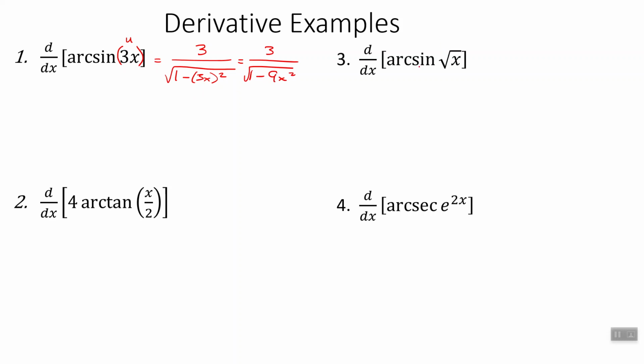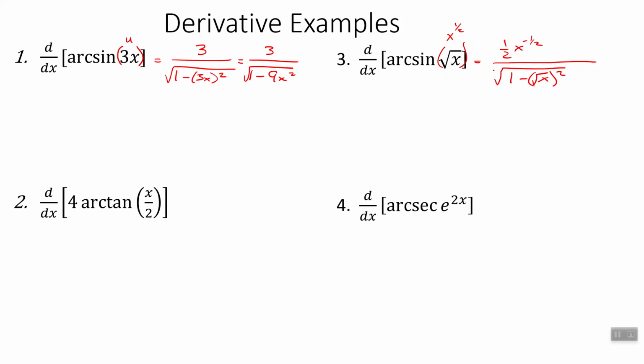Over to here. Again, working on arcsine, we've got the square root of x, or x to the 1/2 if we want. So its derivative will be, well, the derivative of x to the 1/2 is 1/2 x to the negative 1/2, over the square root of 1 minus the square root of x quantity squared.